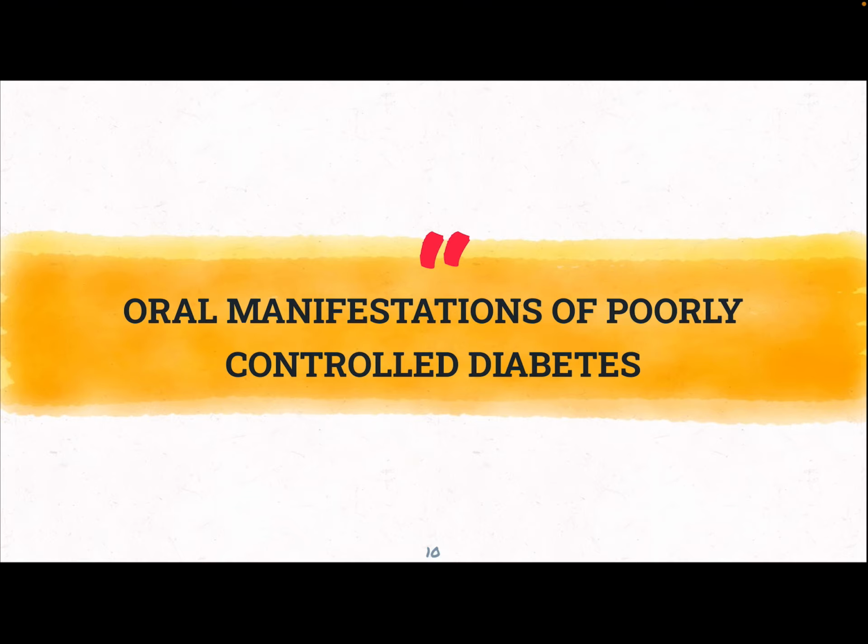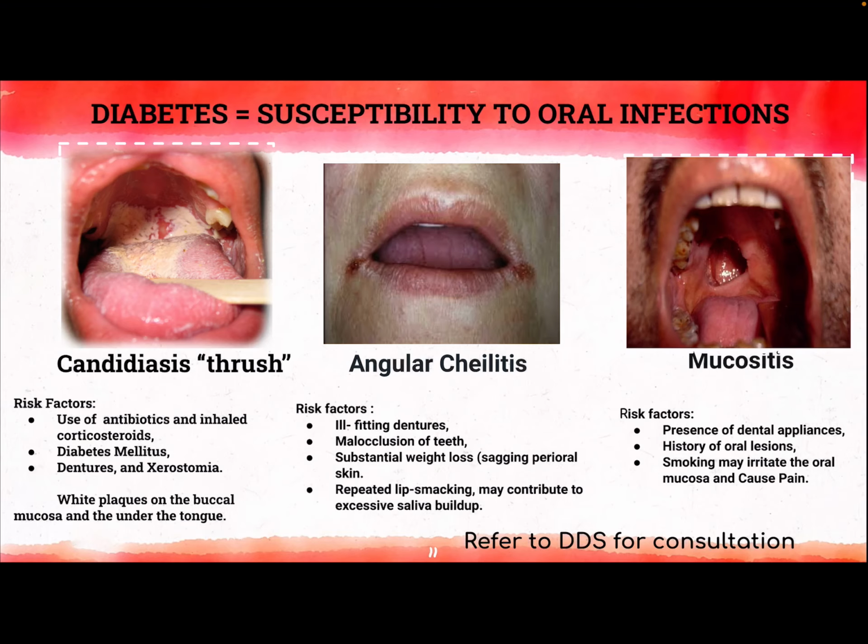Oral manifestations of poorly controlled diabetes. One of the effects of diabetes is delayed healing of tissues and delayed immune response, which results in a high susceptibility to oral infections. The most common are oral candidiasis, known as thrush, angular cheilitis, and mucositis.